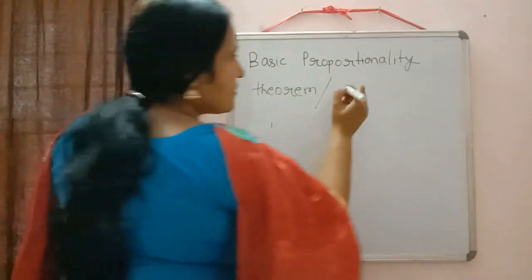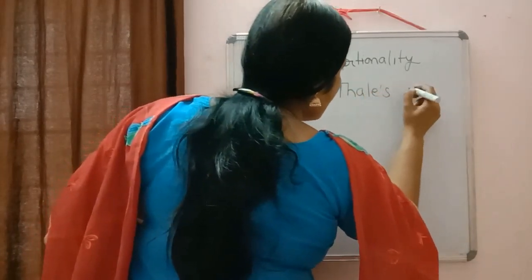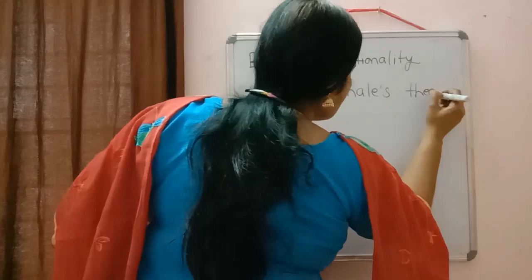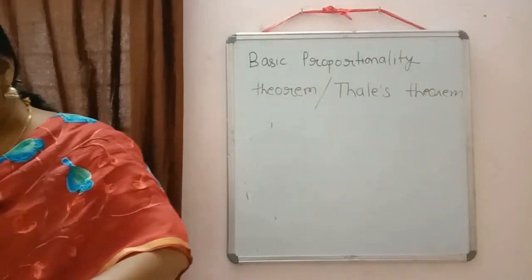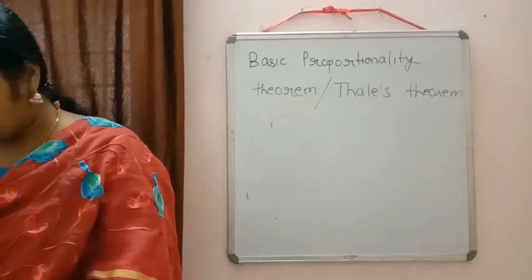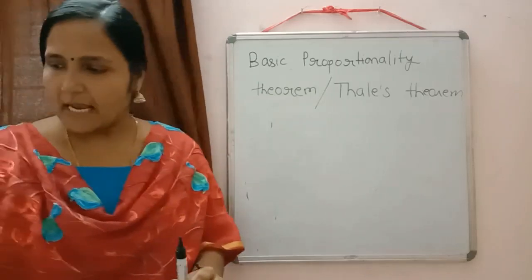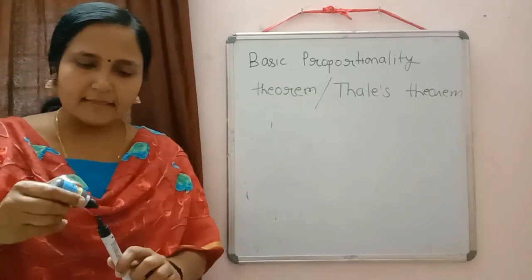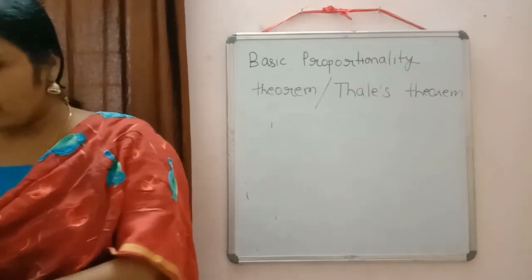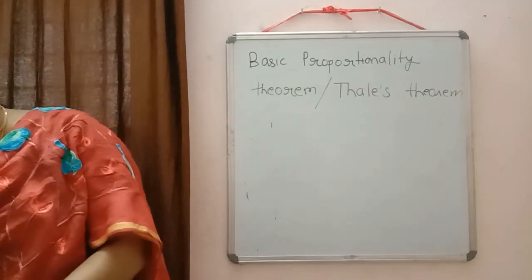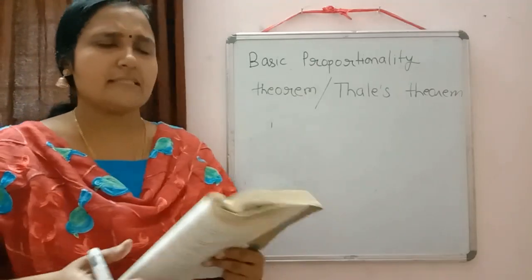This is also called Thales theorem because it is given by Thales. So that's why it is also called Thales theorem. So you can write down basic proportionality theorem or Thales theorem. So first you can write down the statement of basic proportionality theorem. So all of you write down the statement. I am not writing, you just write down.